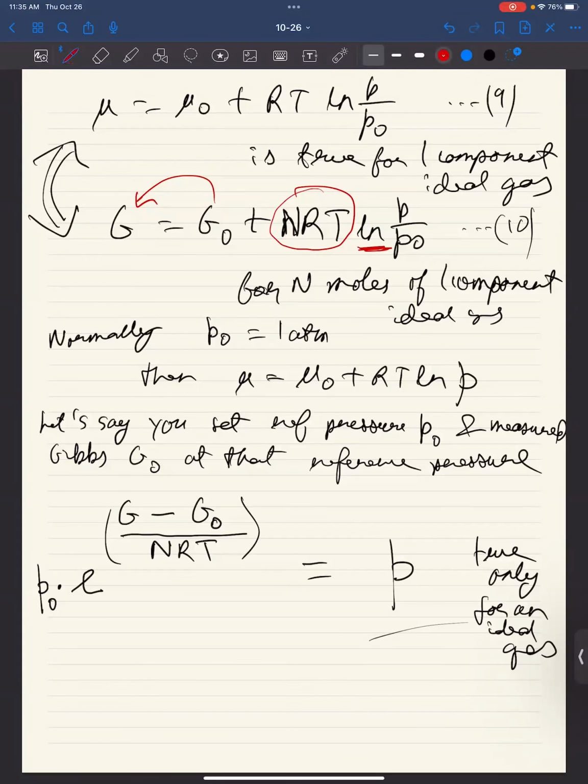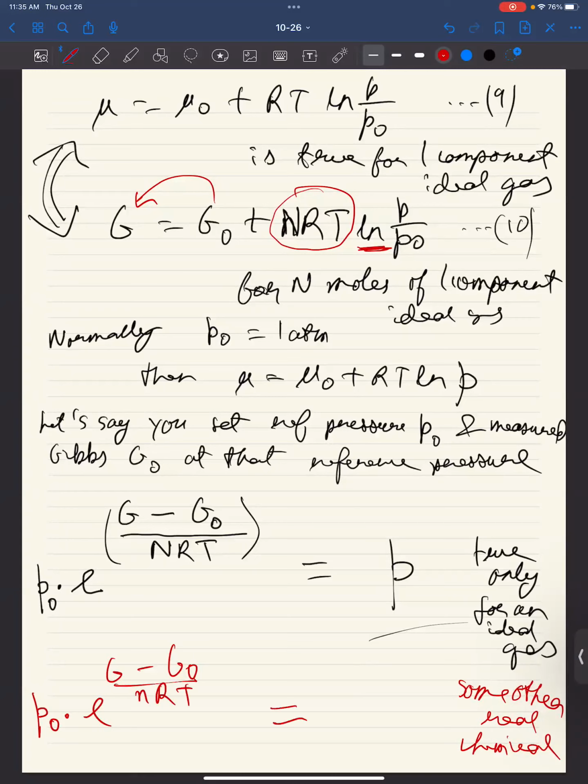Now let's think about some other real chemical. And it doesn't have to be one component. It could be a mixture, whatever they said. For this real chemical, once again, let's fix the value of the pressure P naught. Let's calculate the value G naught. And let's do the same experiment, the same calculation. For this real thing, I'm going to, again, measure P naught multiplied by e to the power of G minus G naught by NRT. What will this be equal to? Will it be equal to pressure?